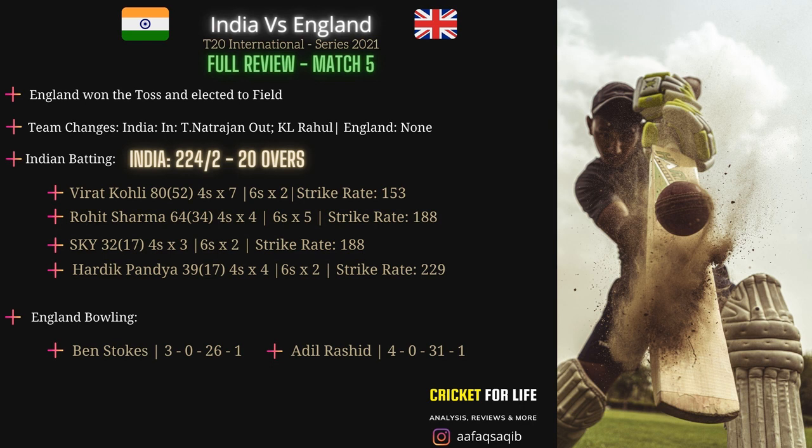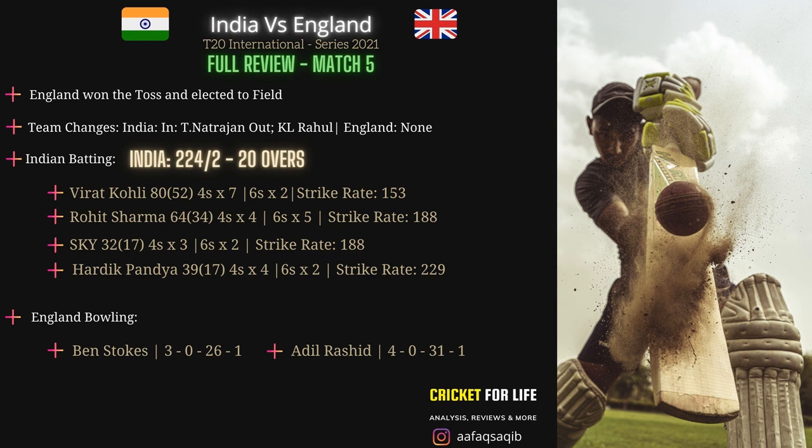Now, Indian batting. Rohit had a strike rate of 188 for the 64 runs he scored. Kohli had a strike rate of 153, he scored 80. Sky made 32 with a strike rate of 188 and Hardik Pandya 39 with a strike rate of 229. It did not require the batting services of Rishabh Pant or Shreyas Iyer, and we still managed to amass a total of 224 for 2 in 20 overs. Exceptional batting from the top 4.